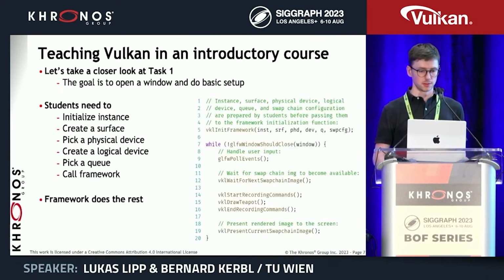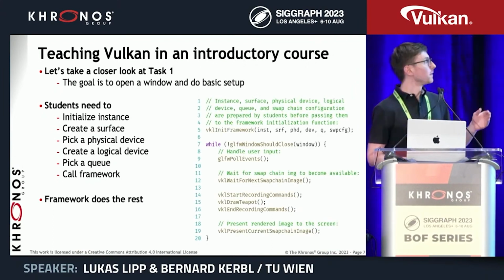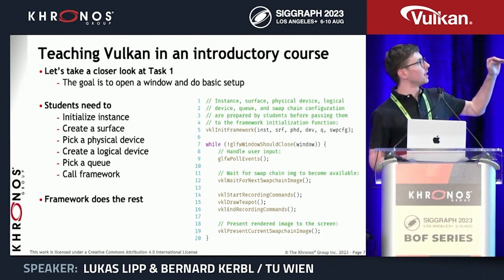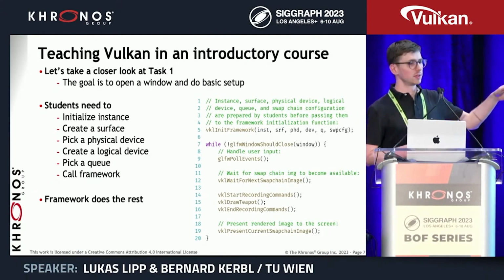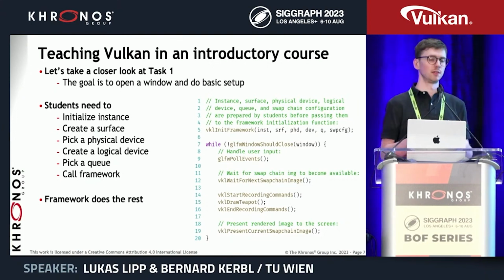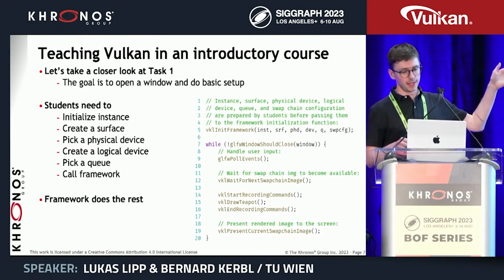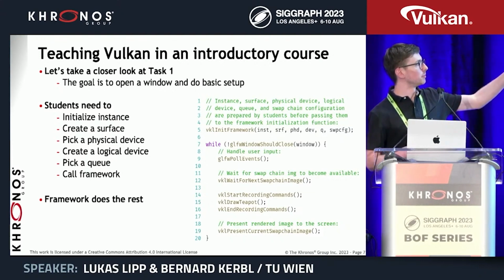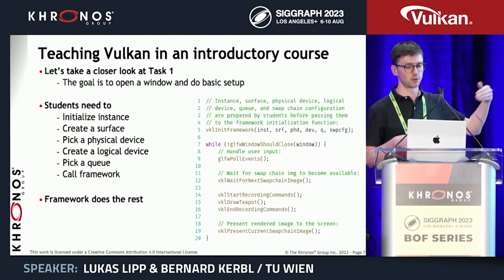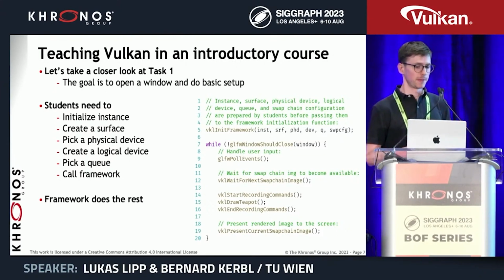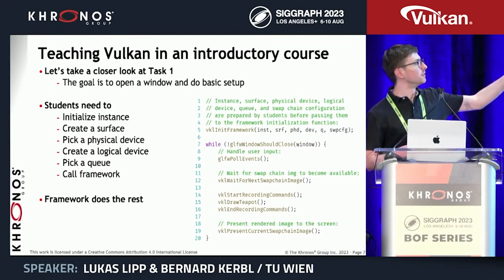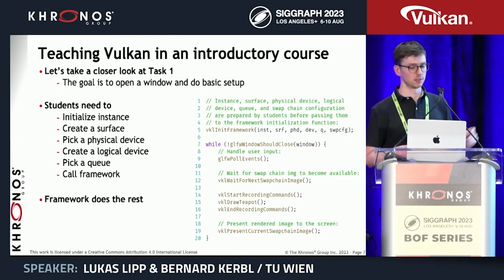The framework does the rest. So this is a code snippet. Everything above the VKL init framework is done by the student using the C API of Vulkan. They create all these handles, and then they pass this to this function. And also the while loop below is written by the students. GLFW is used for creating the window and doing the input handling. And then they use these predefined functions that are often in the task description, and create this render loop.